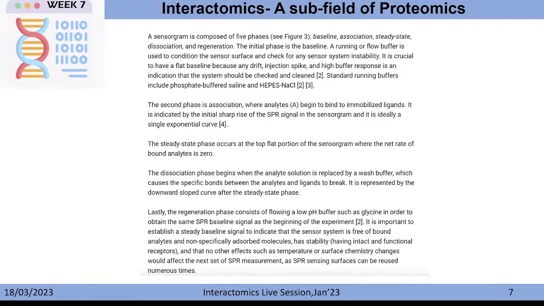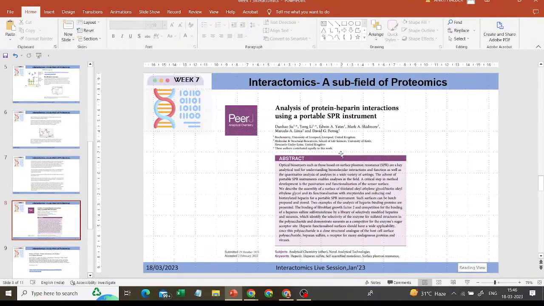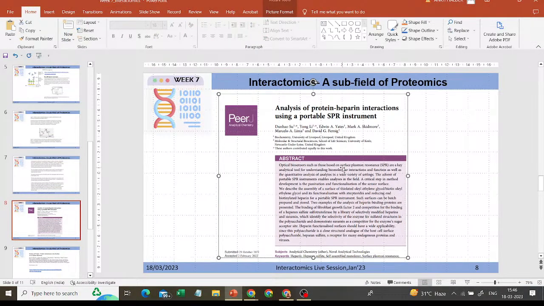So this is the KD. These are the 5 phases of the sensorgram. I think you have gone through understanding how the sensorgram looks. This is one example, and if you want, you can go through it. It gives you one real live experiment of a protein heparin interaction.